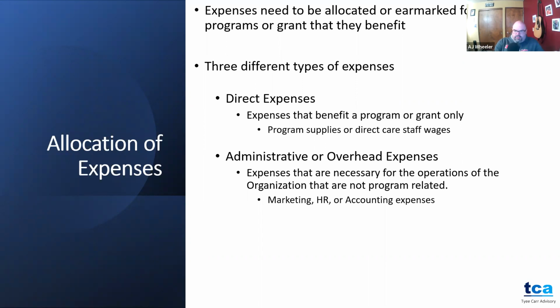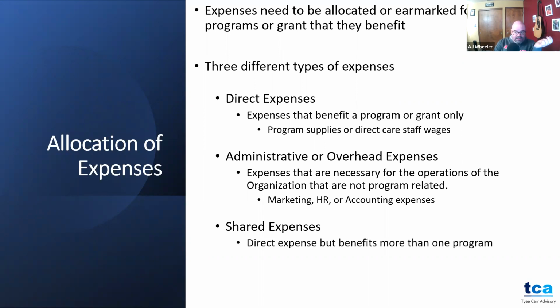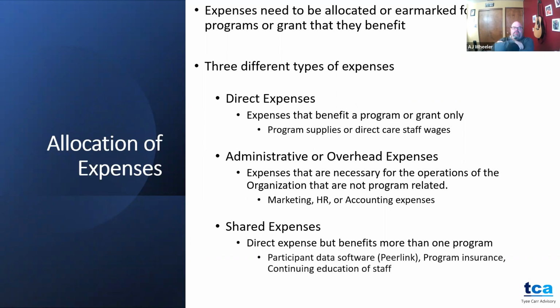And then the last one, and really where you get into the allocation of expenses, is shared expenses. Shared expenses are direct expenses, but they benefit more than one program. So think about things like PureLink. A lot of organizations are using PureLink to track participant data in their grants, or program insurance, or you have staff that work in multiple grants and they take a training course for CPR or peer support, or anything that goes along with the delivery of services.